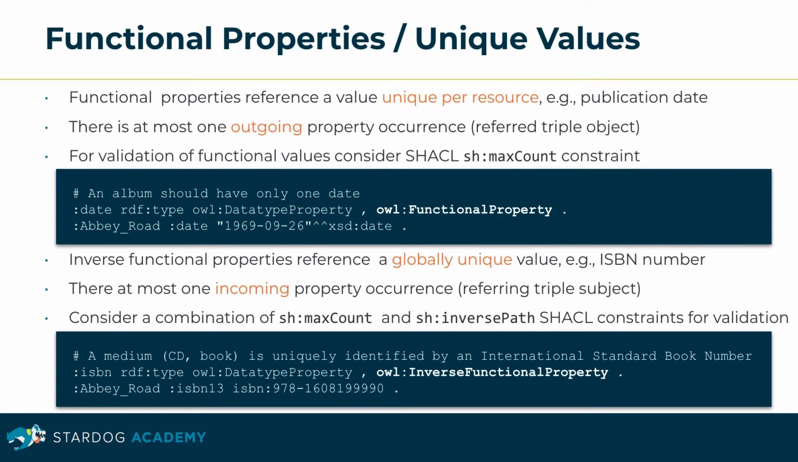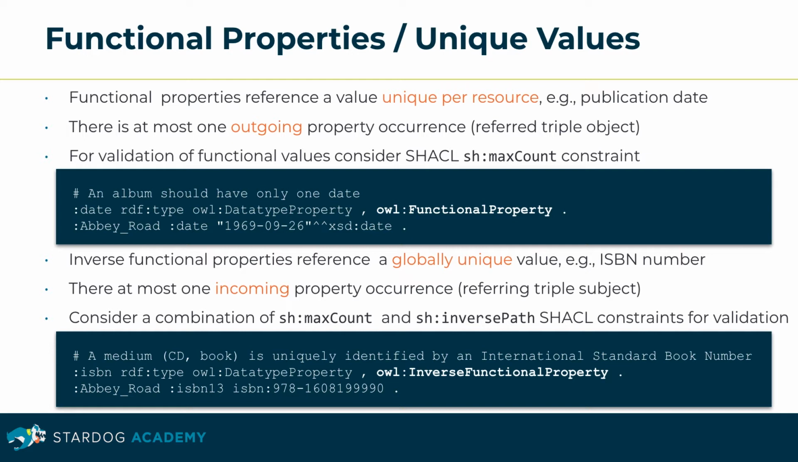There is at most one outgoing property occurrence. It is at most one referred triple object. We recommend validating functional properties via the SHACL max count constraint. An inverse functional property links to a globally unique value, for example an ISBN number.